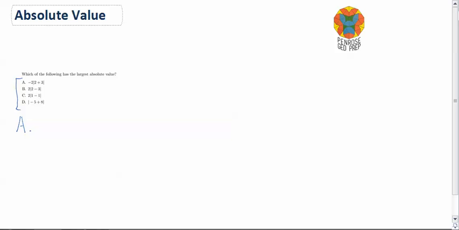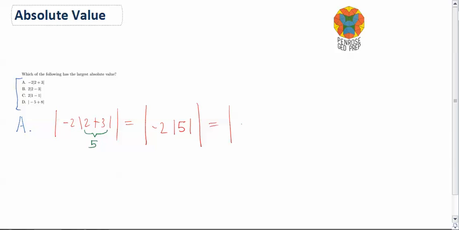So let's start with A. We need to take the absolute value of negative 2 times the absolute value of 2 plus 3. Let's work from the inside out to figure out what this is equal to. So 2 plus 3 is 5. So what we have here is the absolute value of negative 2 times the absolute value of 5.